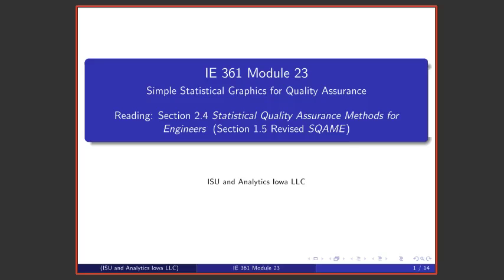Welcome to Lecture 23 in this series of modules on statistical quality assurance and statistical process improvement. This module concerns the simple statistical graphics for quality assurance.